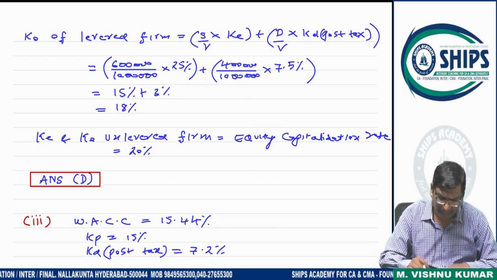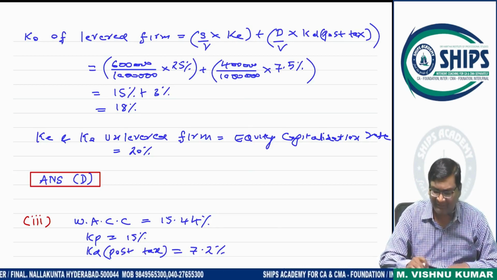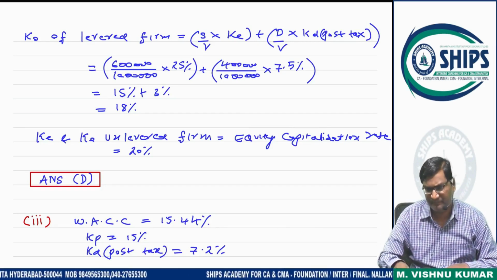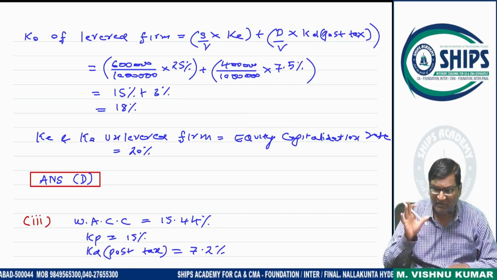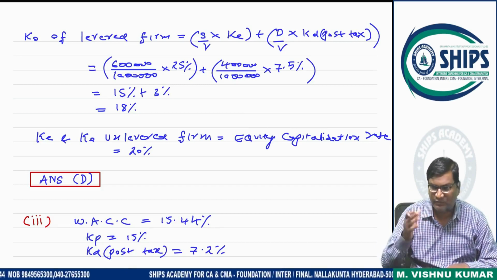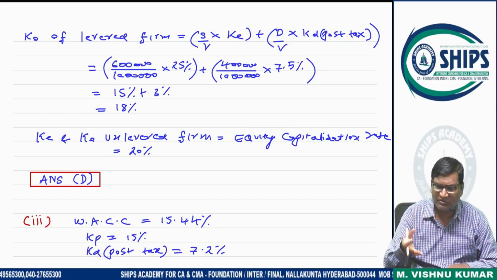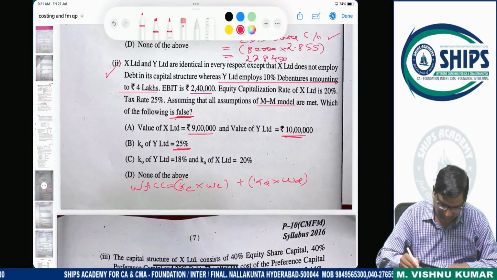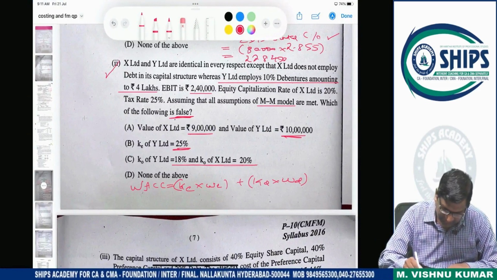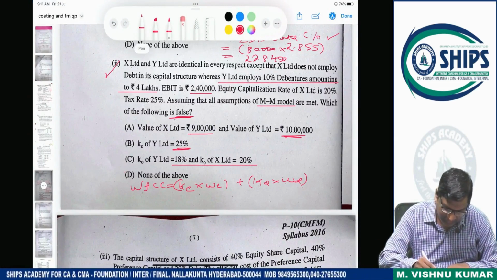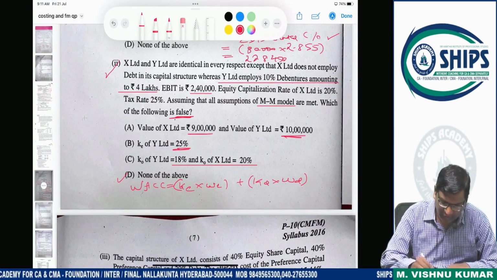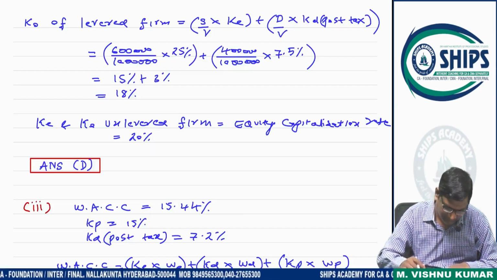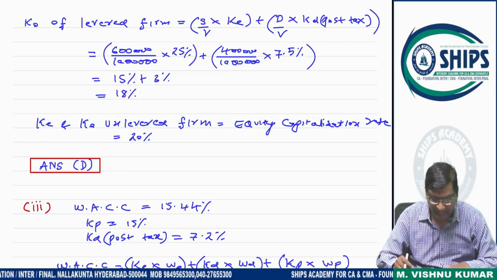Now, unlevered firm. In an unlevered firm, there is no debenture, so cost of equity will be equal to overall cost of capital. In unlevered firm, there is no debenture, so cost of equity and overall cost of capital will remain the same. So 18%, 20%. So this is also correct. Which answer is false? None, because all are true. So the answer is D, none.